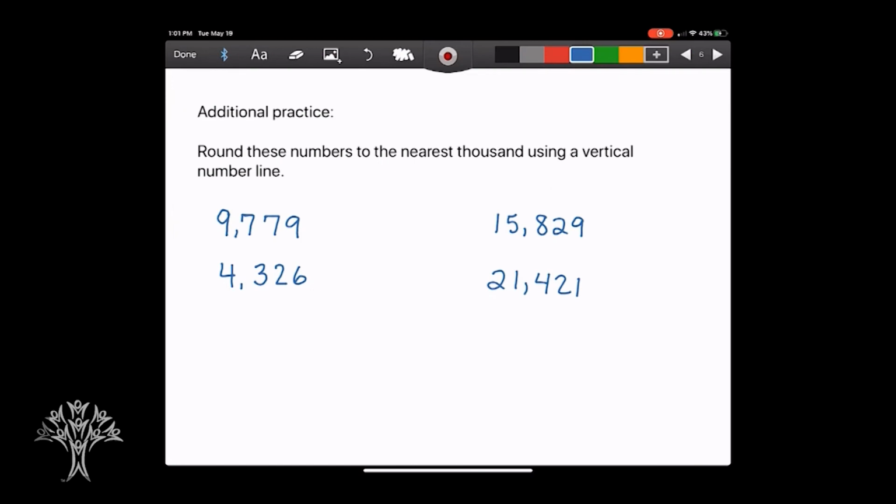Finally, for some additional practice, you can round these numbers to the nearest 1,000 using that vertical number line strategy, and then find a way to communicate it with your teacher. The numbers are 9,779, 4,326, 15,829, and 21,421. So remember your steps of draw the vertical number line, find the endpoints, find the midpoint, plot where your number goes on the number line, and then figure out what it's closest to. Is it closest to the top or the bottom endpoint? And then express that using that fun symbol.